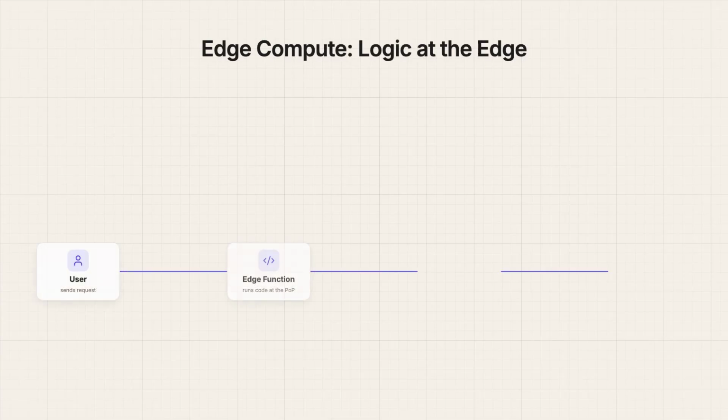Modern CDNs let you run lightweight code directly inside the edge node. These edge functions execute within milliseconds of the user's location. Common uses include rewriting URLs, enforcing authentication, running A/B tests, and personalizing responses, all without a round trip to the origin. Platforms like Cloudflare Workers and Lambda at the Edge pioneered this model, blurring the line between CDN and serverless compute.